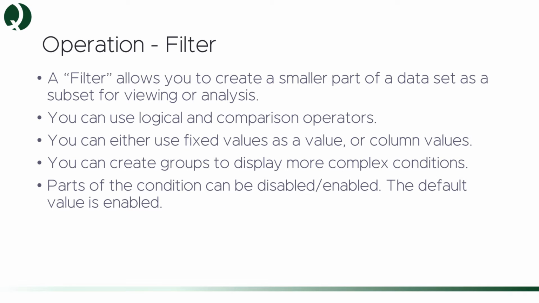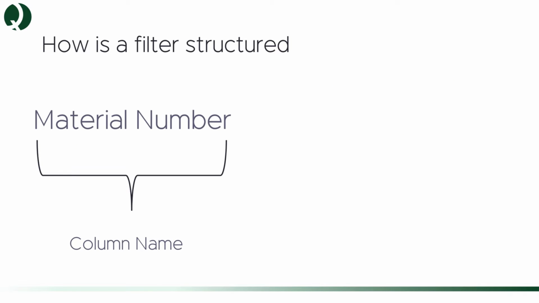The operation filter allows you to create a smaller part of your data set as a subset for viewing or analysis. You can use logical and comparison operators to create your data subset. Furthermore, you can use fixed or column values as a value. These values will be used in combination with the operators and your selected column. If you have more columns you need to filter, you can also add groups and combine these groups with logical operators. Parts of the filter can also be disabled or enabled, if the user wants to try a couple of options. The following chart will display to you the basic steps you need to take to create a filter.